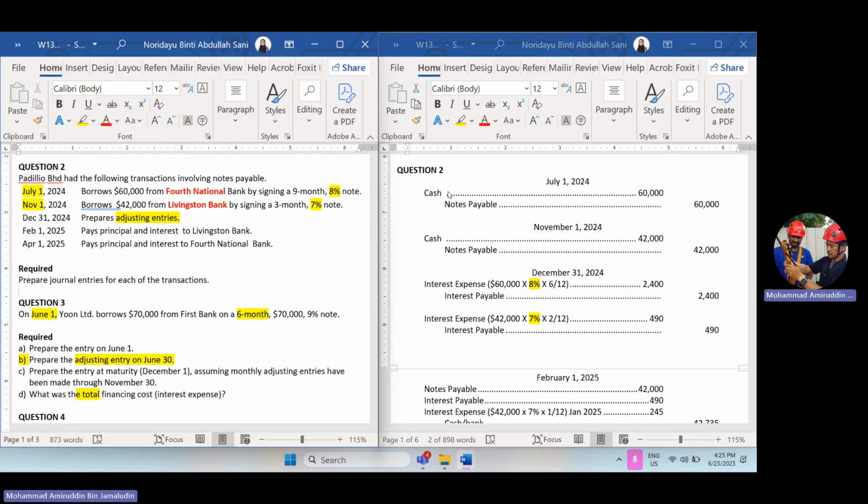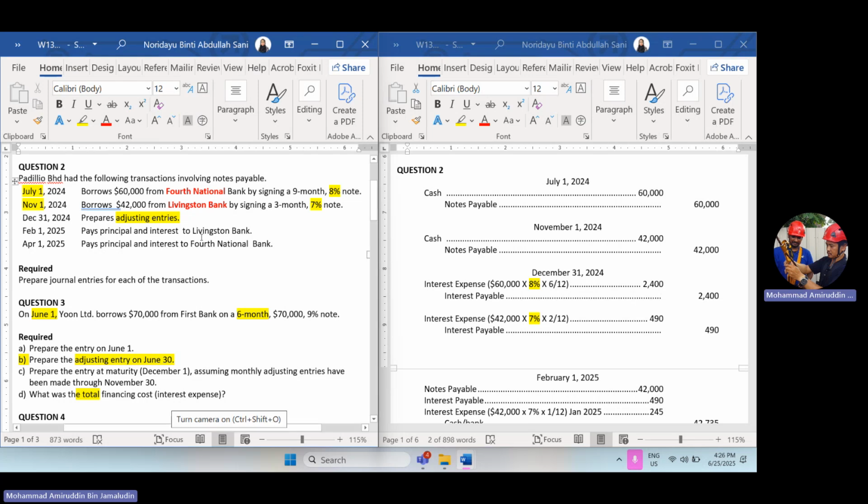Can you write bank? Yes, of course. Bank or cash, both are accepted. Next, November 1st, borrow 42,000. Same thing. Debit cash, credit notes payable. Liability goes up, asset goes up. If you want, you can write notes payable dash Fourth National Bank, notes payable dash Livingston Bank, that one is certain. But don't write accounts payable. Accounts payable is actually the vendor, the supplier. This is the bank. Maybe some of you may write loan, but loan is also wrong. We are talking about notes payable.